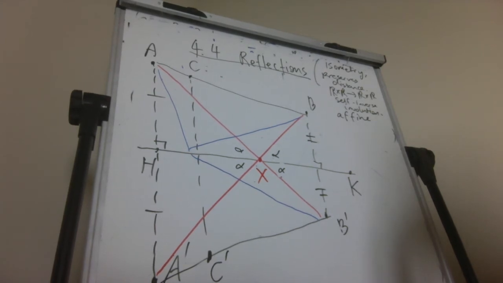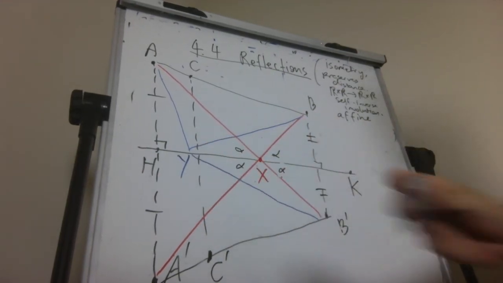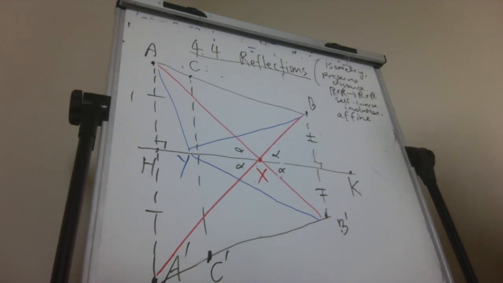If any other point Y were taken on the mirror, the path AY plus YB equals A prime Y plus YB. So if any point Y, then AY plus YB is equal to A prime Y plus YB. Oh, they reflected the A instead.